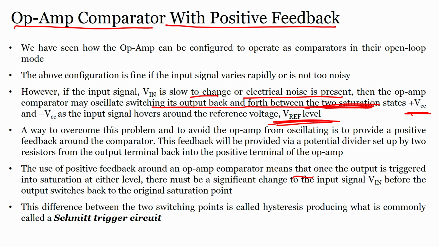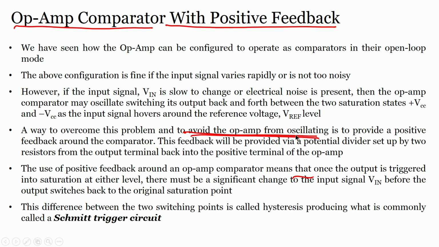So, a way to overcome this problem is to avoid the op amp from oscillating. But how can we avoid the op amp from oscillating, because we know that if the input signal is noisy, it will start oscillating? So, how can we avoid this problem? The solution is we provide a positive feedback around the comparator.